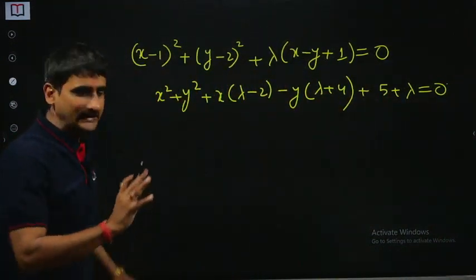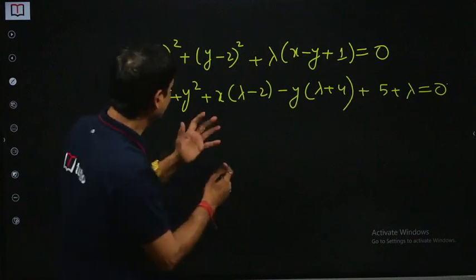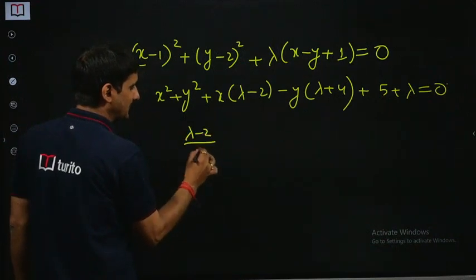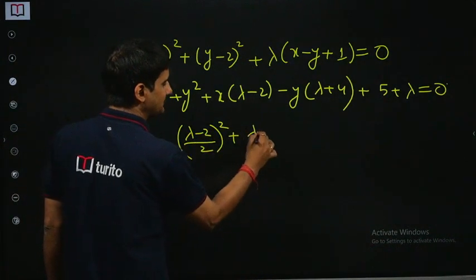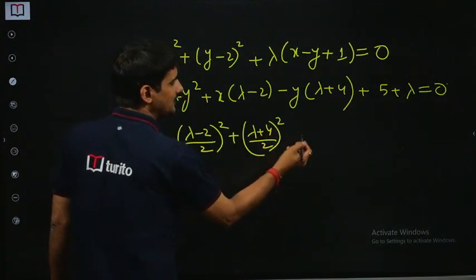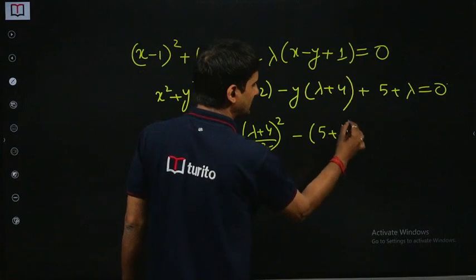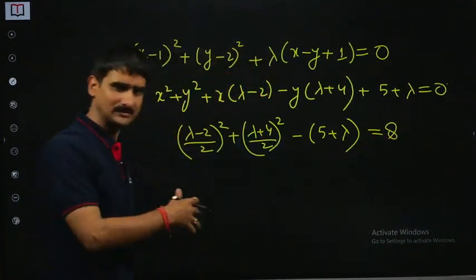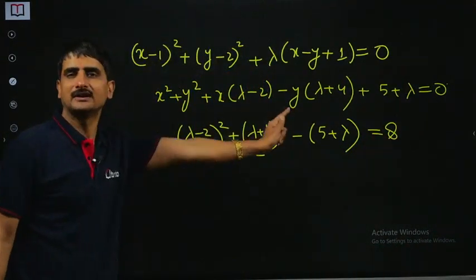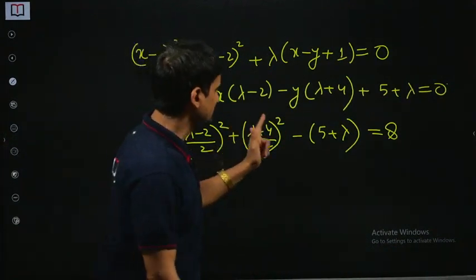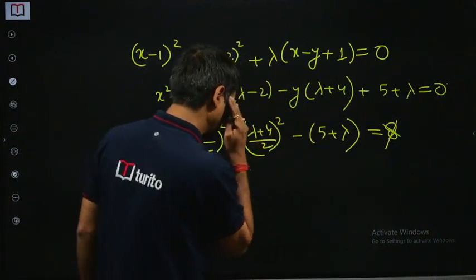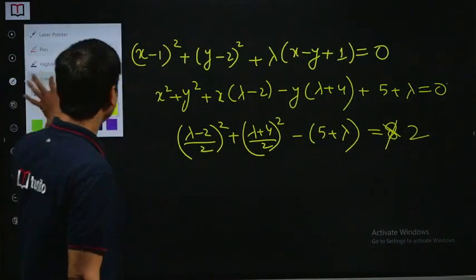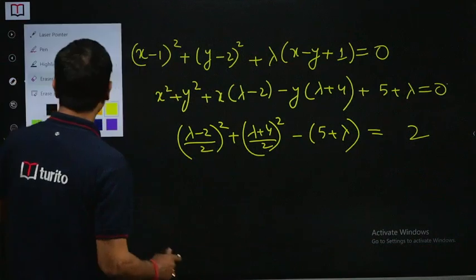Now we need its radius. Radius is the square root of g squared plus f squared minus c, that is, ((lambda minus 2) by 2) whole square plus ((lambda plus 4) by 2) whole square minus (5 plus lambda), under root. I just wrote its radius, and it has to be not 8, I'm sorry, that's the diameter. So the radius is root 2, it will be root 2. So now just solve it.